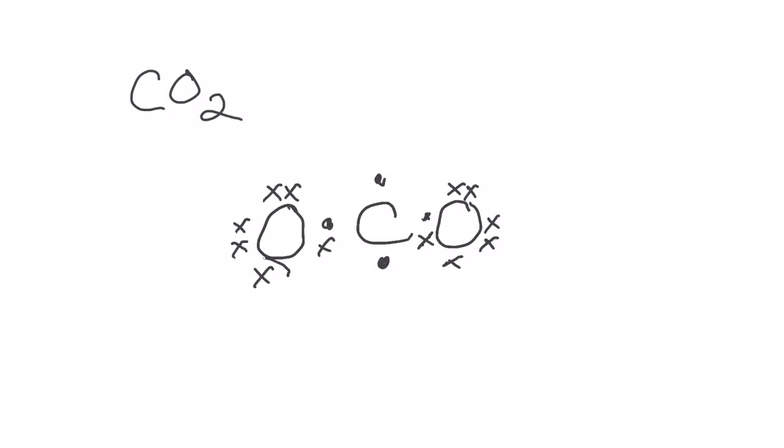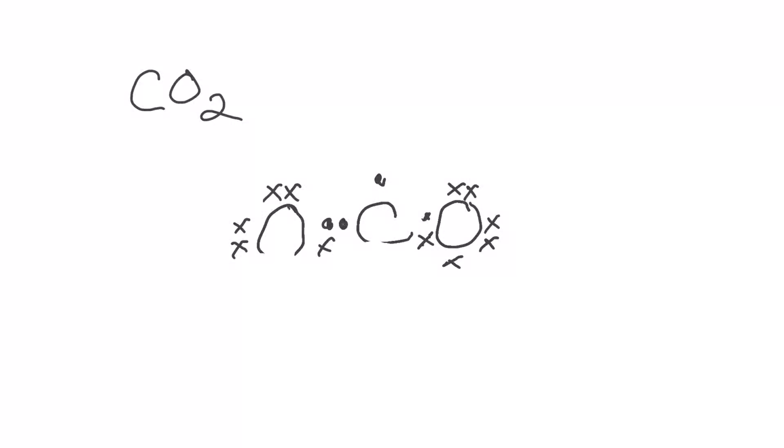But what can I do? Well, I can take this electron here and this electron here and pair them up. But when I pair them up, I'm going to put them between the C and the O. So do these in pencil so that you can erase also. So I'm going to erase this one, and I'm going to erase this one.